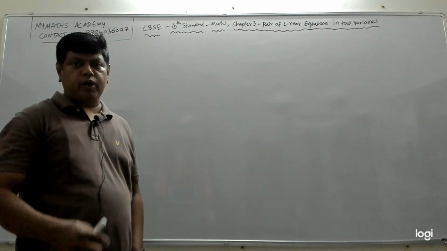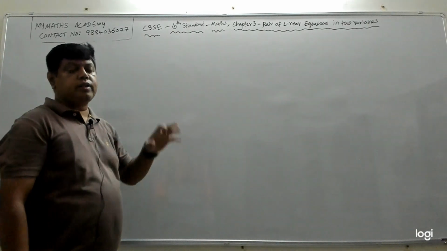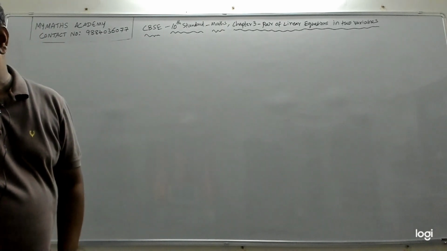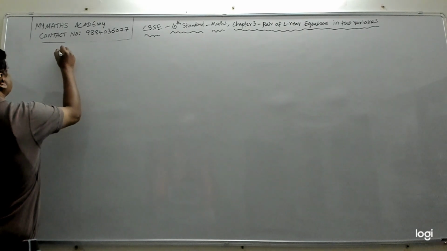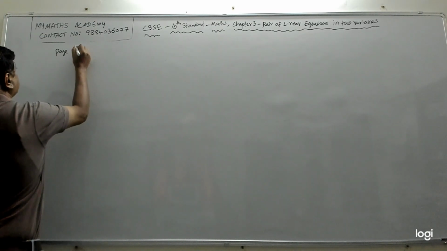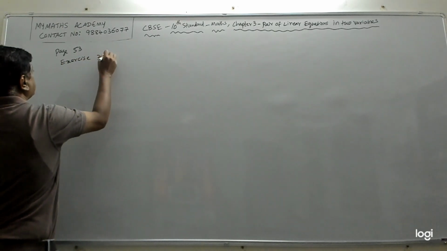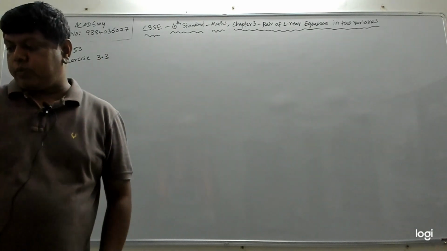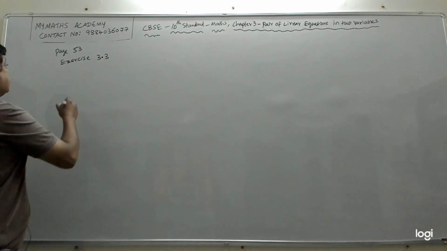In this session, we'll continue on the pair of linear equations in two variables chapter for 10th standard CBSE Maths. So we will continue on exercise 3.3, page number 53. Page number 53 in your textbook, exercise 3.3, right? Question number 1: solve the following pair of linear equations by substitution method.